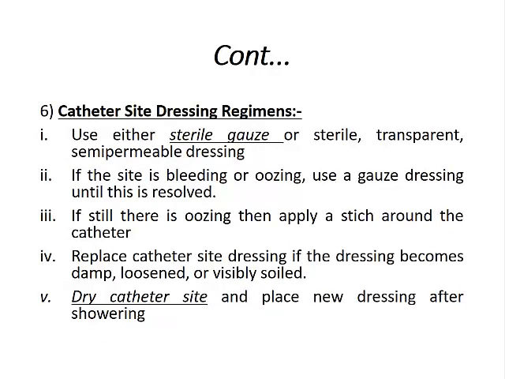Catheter site dressing regimens: we should use a sterile and transparent semi-permeable dressing. And then if there is bleeding from the site of the catheter, then we should apply a gauze dressing until the bleeding is resolved. If there is still oozing, then we can use a stitch around the catheter to stop the bleeding. And the dressing should be replaced whenever it is damp, loosened or visibly soiled. And dry the catheter site and place a new dressing whenever showering is used.